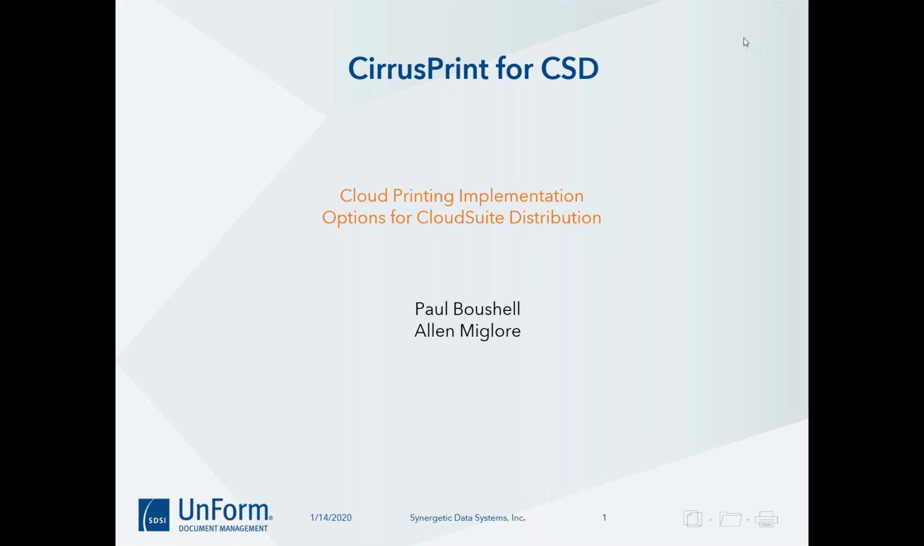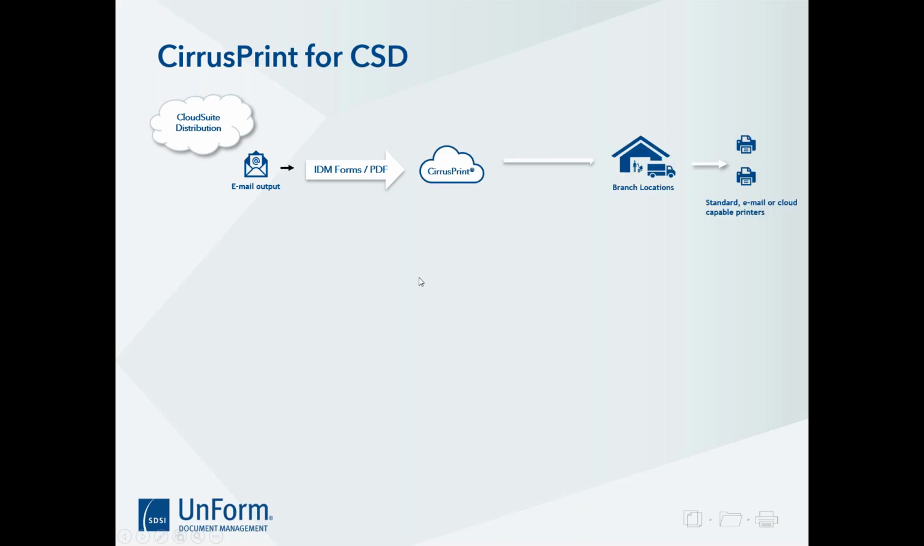So with CirrusPrint for CSD, you have an option just to use CirrusPrint. What that does is it takes the email output from Cloud Suite, whether it's the IDM forms or PDFs, and it comes through CirrusPrint, and CirrusPrint delivers them to branch locations and to the printers there. They can be either standard printers, email printers, cloud capable printers, any kind of printer is compatible with it. So with CirrusPrint in the mix, you don't necessarily have to go buy new printers. You can use your existing printers to get the print jobs to it. You can also deliver the output to mobile devices or just to someone's desktop if you want to as well.